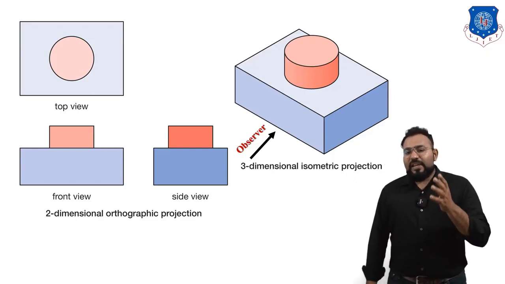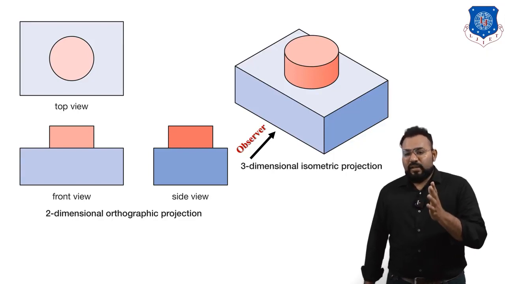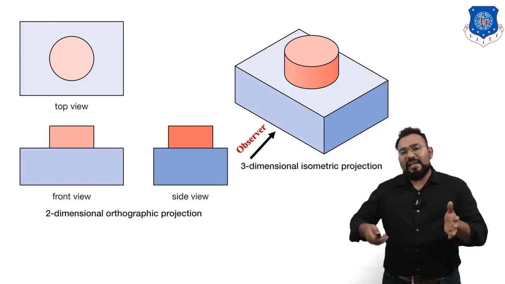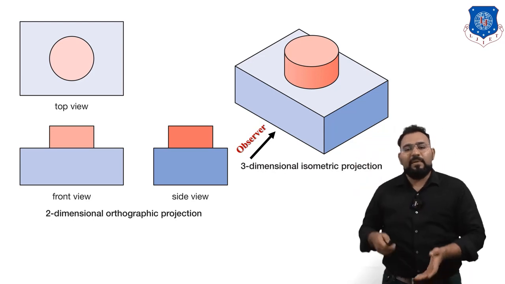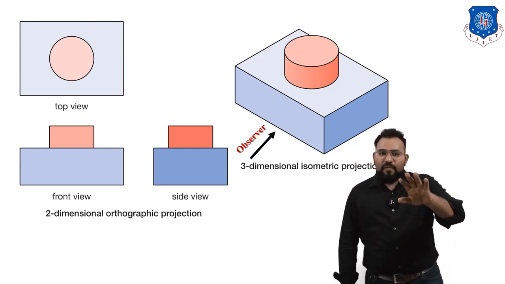In an example they will give you the dimensions of the 3D object. Let's say this side is 15 mm, this side is 20 mm. According to that you have to draw the front view.